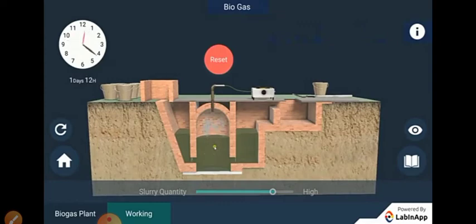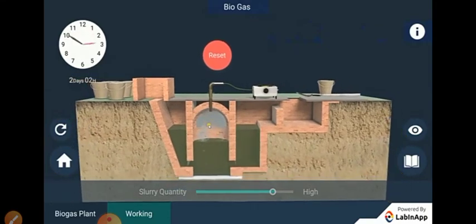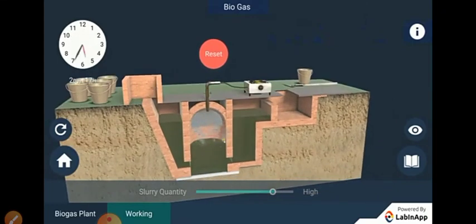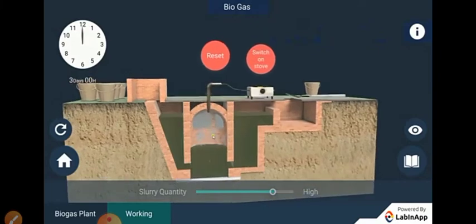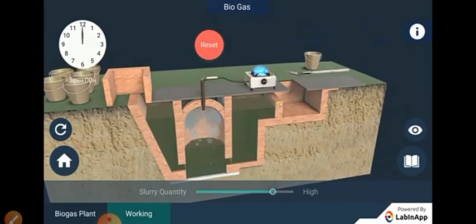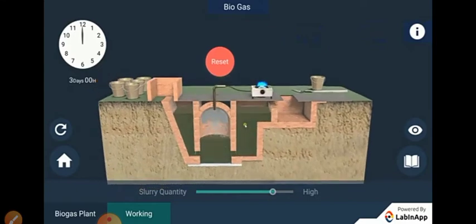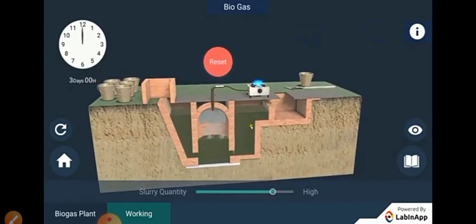See, you can observe gas is being created. Through this pipe the gas comes out, and we can use that gas to cook. If you switch on the stove, it will give you heat, and whatever overflows will go from this side.